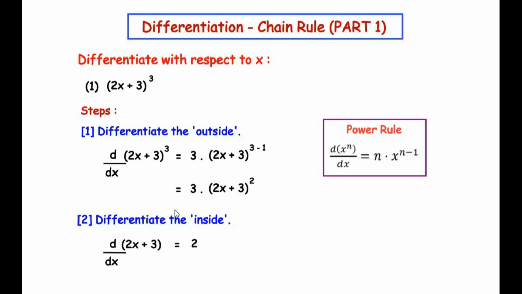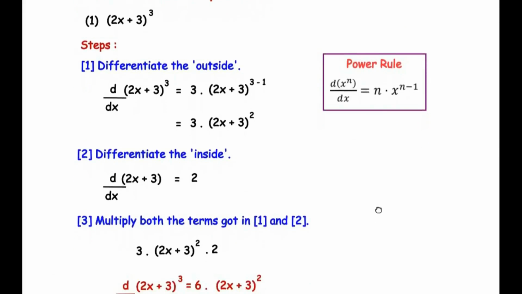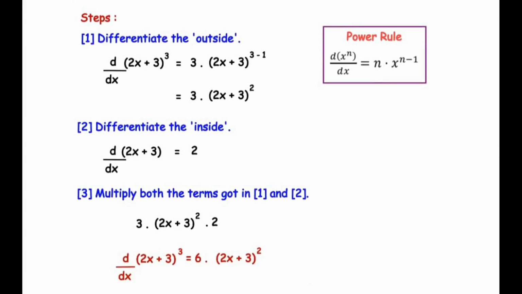Now let us move on to the final step, which is multiply both the terms that we have got in step number 1 and step number 2. So in step number 1 we have got it as 3 times 2x plus 3 the whole square. Now in step number 2 we have got 2. So we have to just multiply step number 1 and step number 2 terms. Now here 3 times 2 gives us 6. So the differentiation of 2x plus 3 the whole cube becomes 6 times 2x plus 3 the whole square. So we have differentiated this function using chain rule.